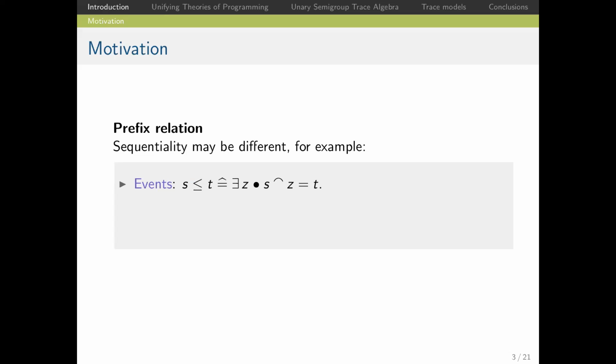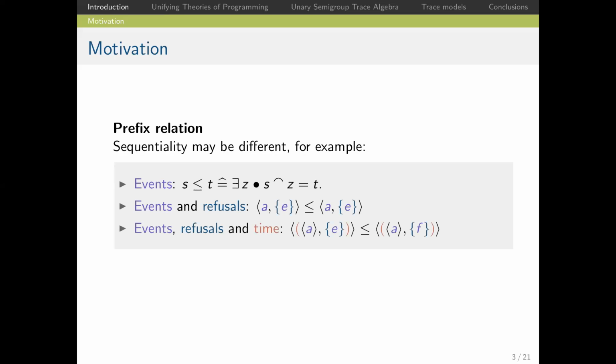So what are they capturing? Well, they capture some kind of sequentiality, so you usually have some kind of prefix relation. If this is just events, it's just stating that s is a prefix of t exactly when there is some z, so that if s is concatenated with z, then you obtain t. But if you have richer trace structures, then you might have questions regarding the relation between the refusals. If you have subset closure, for example, that might be something you need to consider. And again, if you have time, are these things related?